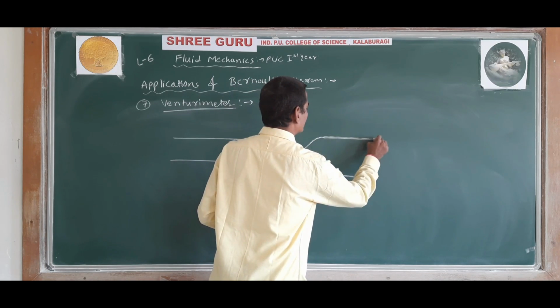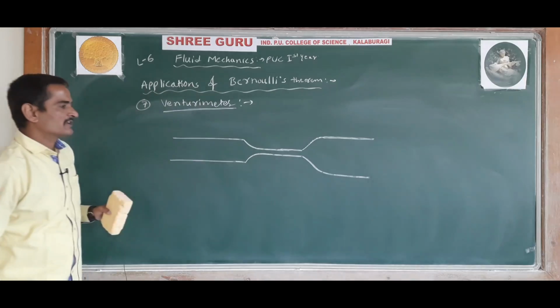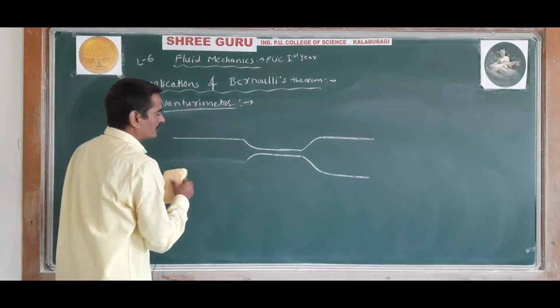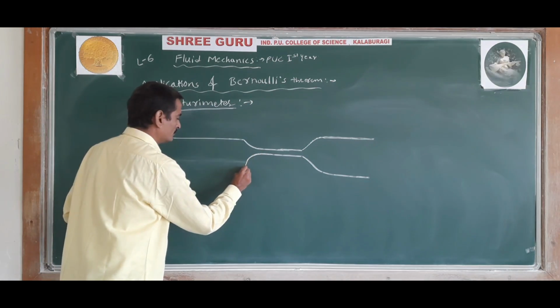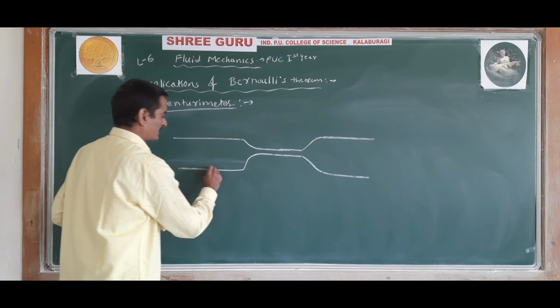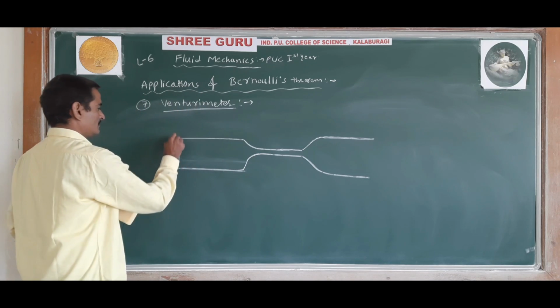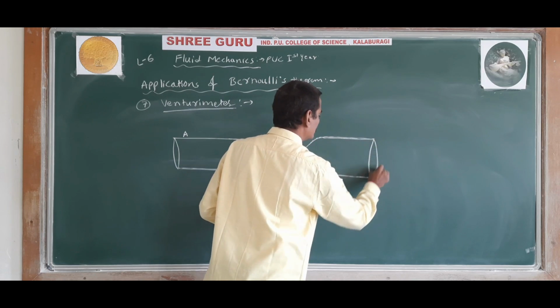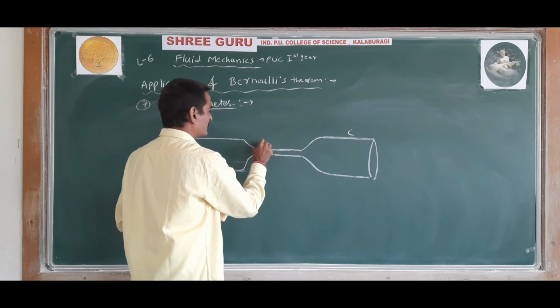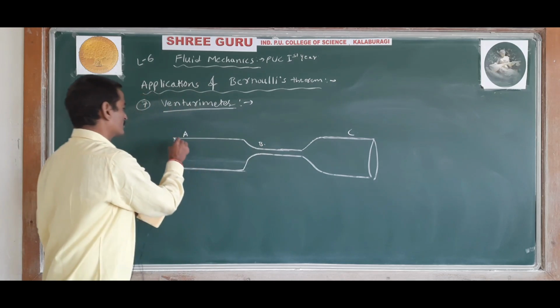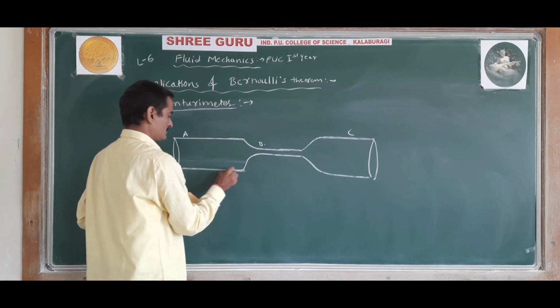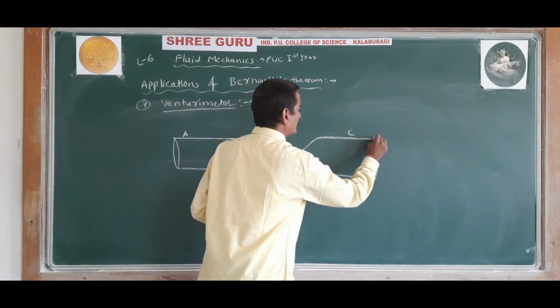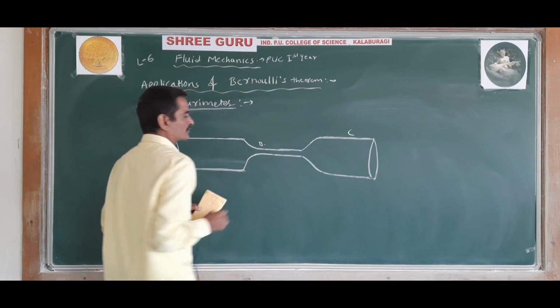Okay. So this is a Venturimeter. It consists of two larger tubes and a narrow tube. I will say this one as tube A, this one is tube C, and this one is tube B.